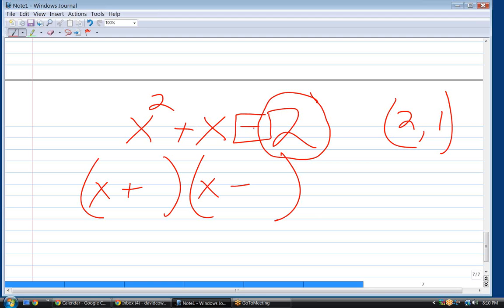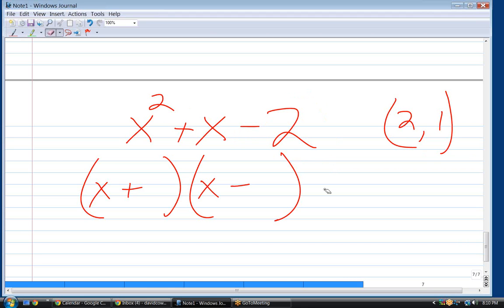But because it's a negative sign, the factors have to subtract to the coefficient of the middle term, which is 1, and they do. So it's perfect. In other words, 2 and 1 work.